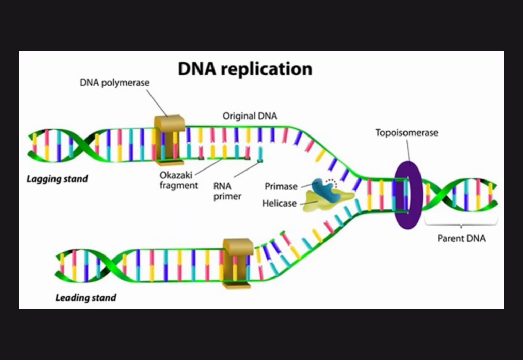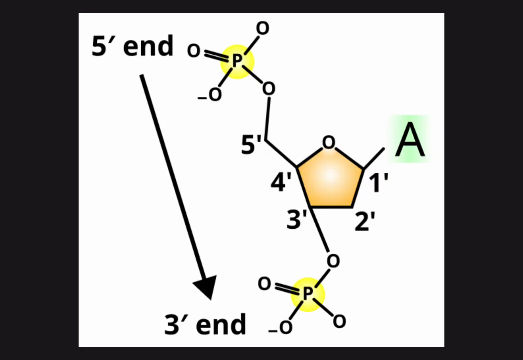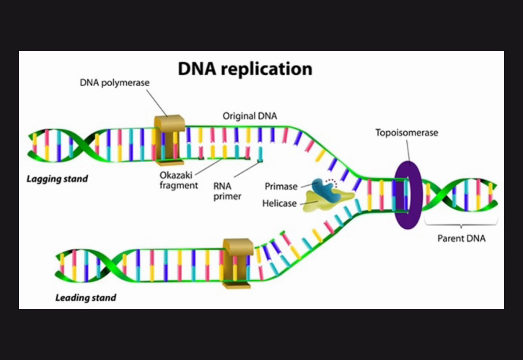DNA replication happens before cell division. It is a semi-conservative model, which means that it results in a DNA molecule containing one original strand and a newly synthesized component. Each DNA strand has a terminal phosphate group on one end and a terminal hydroxyl group on the other end. The phosphate group is referred to as the 5' end, while the hydroxyl end is the 3'. The two strands run anti-parallel to each other, where the 5' end is opposite to the 3' end.